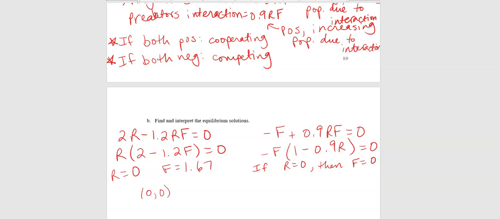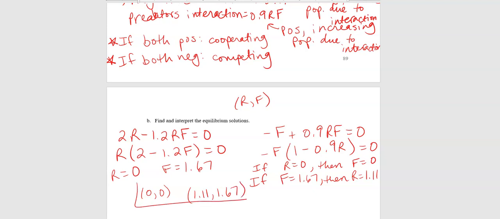Okay, how about the other solution we had? If f was equal to 1.67, if you substitute that into this equation and solve for r, you're going to end up with 1.11. So my other solution is, and by the way, let me clarify, we're doing r comma f is the way I'm writing these ordered pairs, then this would be 1.11 comma 1.67. So those are going to be my 2 equilibrium points.